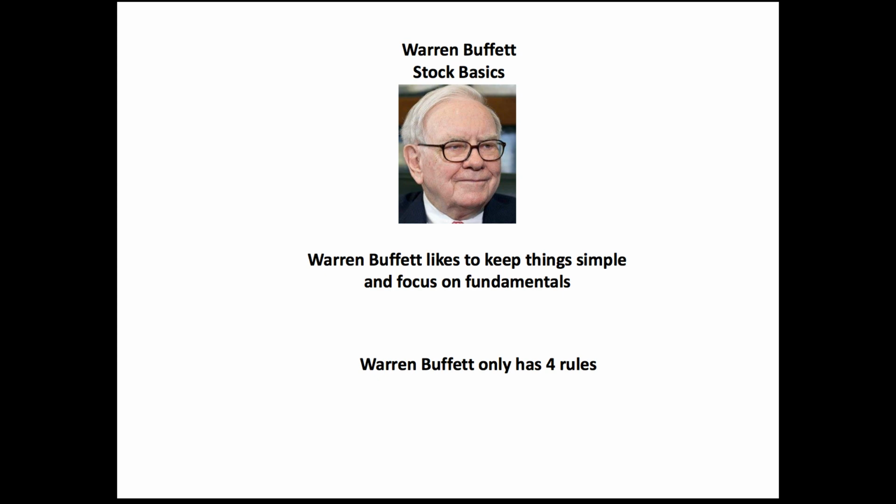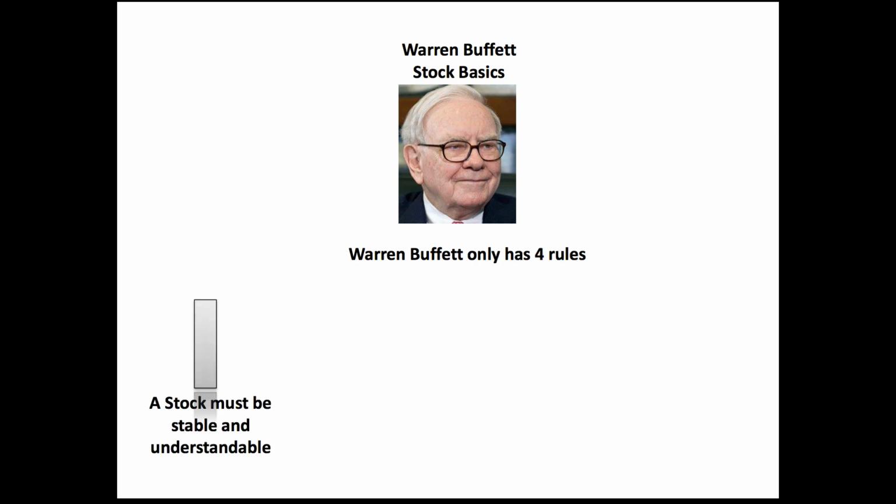So what I'm going to start off with is saying that Warren Buffett is a person who likes simple things. He likes to focus on fundamentals. He doesn't like to get down in the weeds on certain things. He likes to look at things from a very simplistic viewpoint. And so he has 4 rules that he uses for investing in stocks. So the first rule is that the stock has to be stable and understandable.